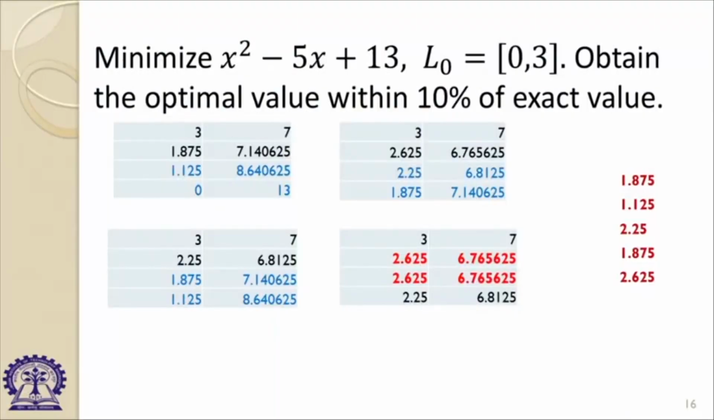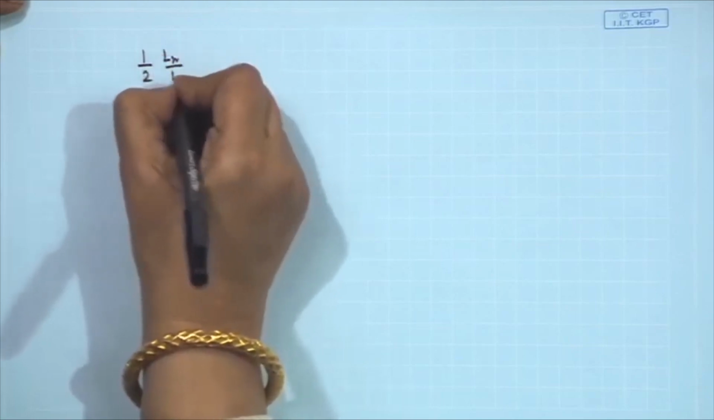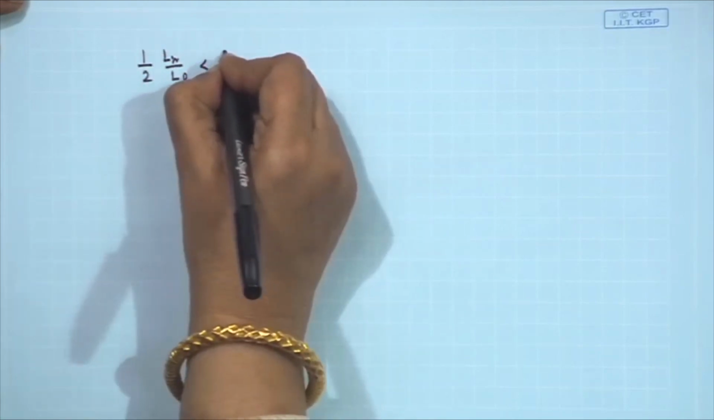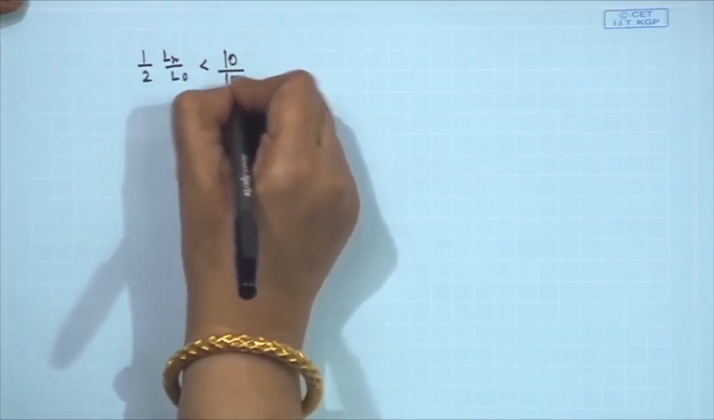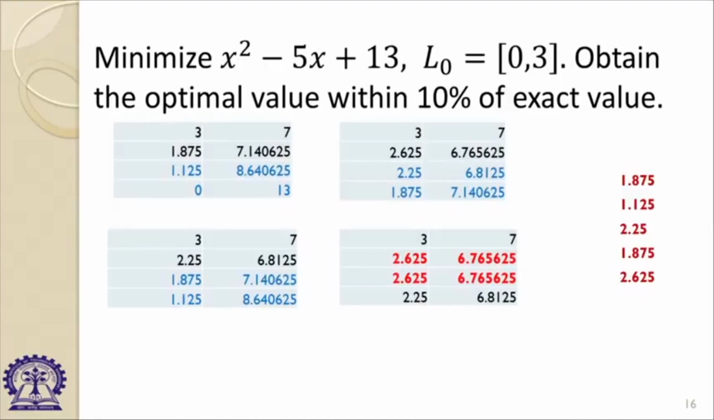Let us consider another example. We are considering the same function, but here we are only considering 10% of the exact value. 10% of exact value means, as I said before, half ln by L0 must be less than 10%, that is 10 by 100. Okay. That is why, I did the calculation before, we need to do a minimum of 5 experiments. Alright. And here the initial interval of uncertainty is 0 to 3.